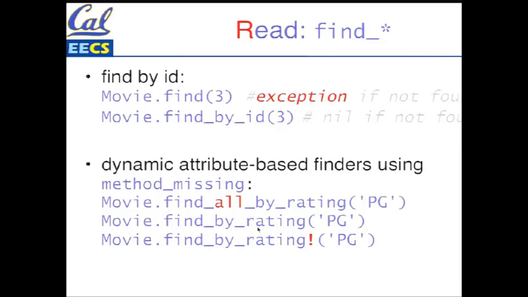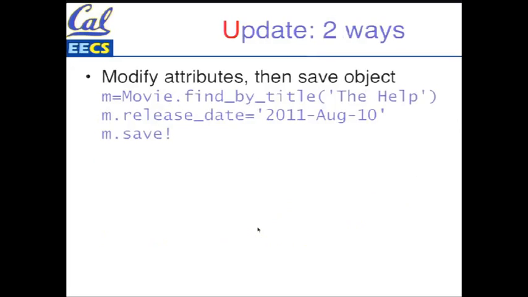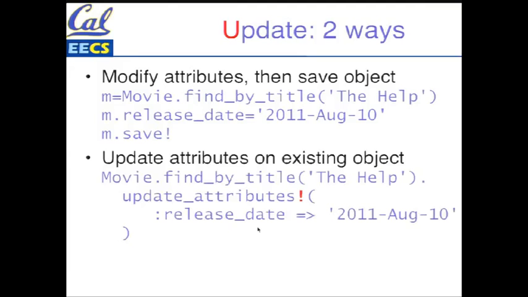OK, moving right along. Update. So we're up to the U in CRUD. Two ways to update things. One thing I can do is, just like when I created an object, I would set some attribute values and then I would save it. I could do that same thing, right? I could find an object in the database using one of the techniques that we just saw, change the value of one of its attributes, and then save the object either safely or unsafely.